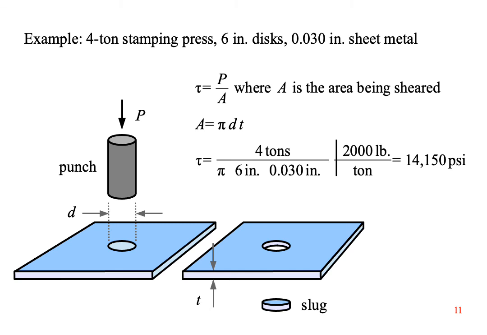Here's an example of shear stress in a manufacturing operation. A flat punch blanks out 6-inch diameter circles out of sheet metal that is 30 thousandths of an inch thick. Shear stress is force divided by the area that it acts on. In this case, it's not the area of a circle. The punch is shearing a cylindrical surface equal to the circumference of the hole times the thickness of the sheet metal. The shear stress produced by a 4-ton press is 14,150 psi.